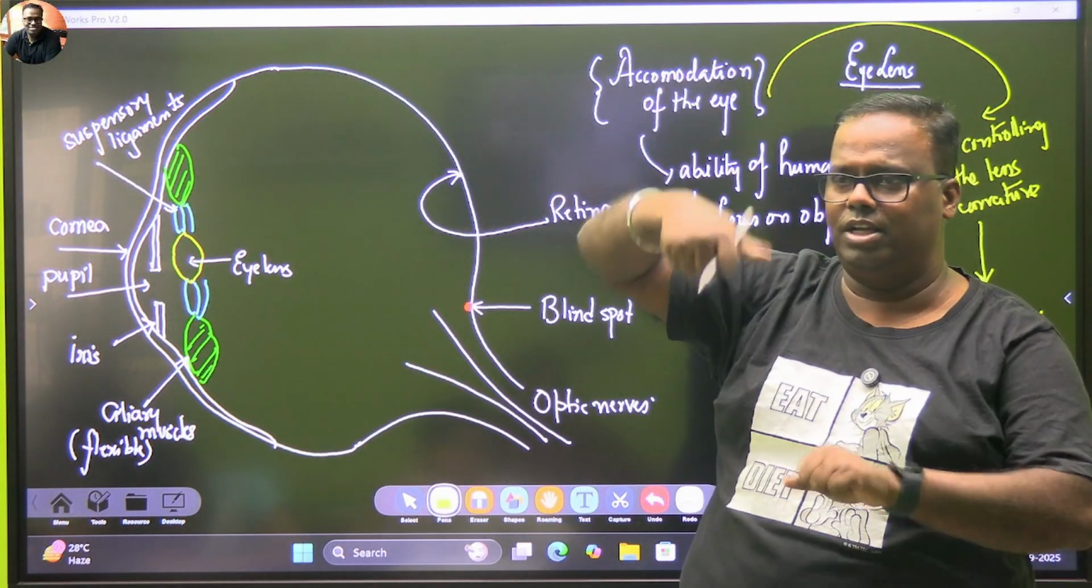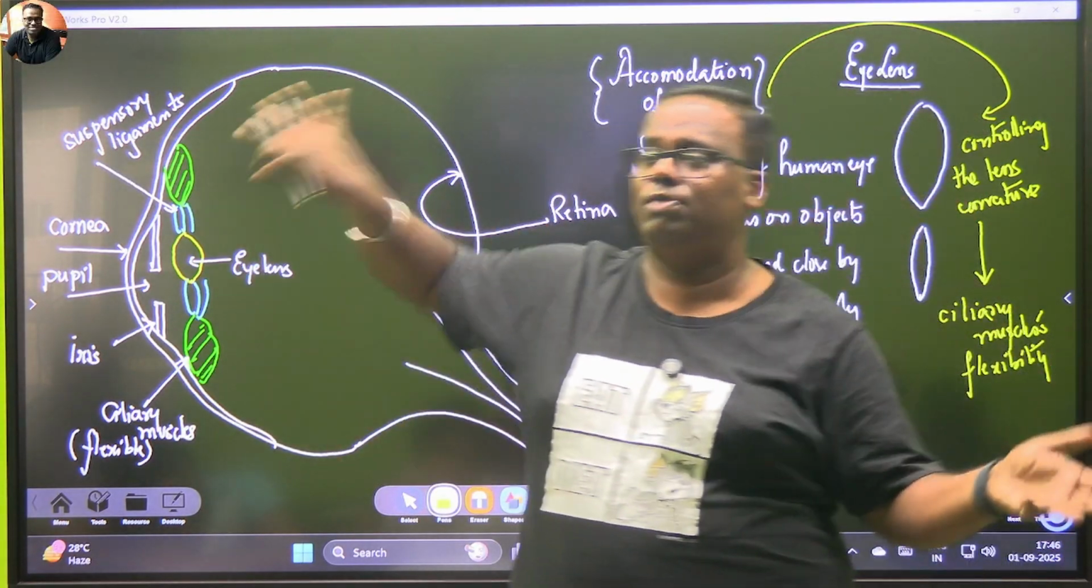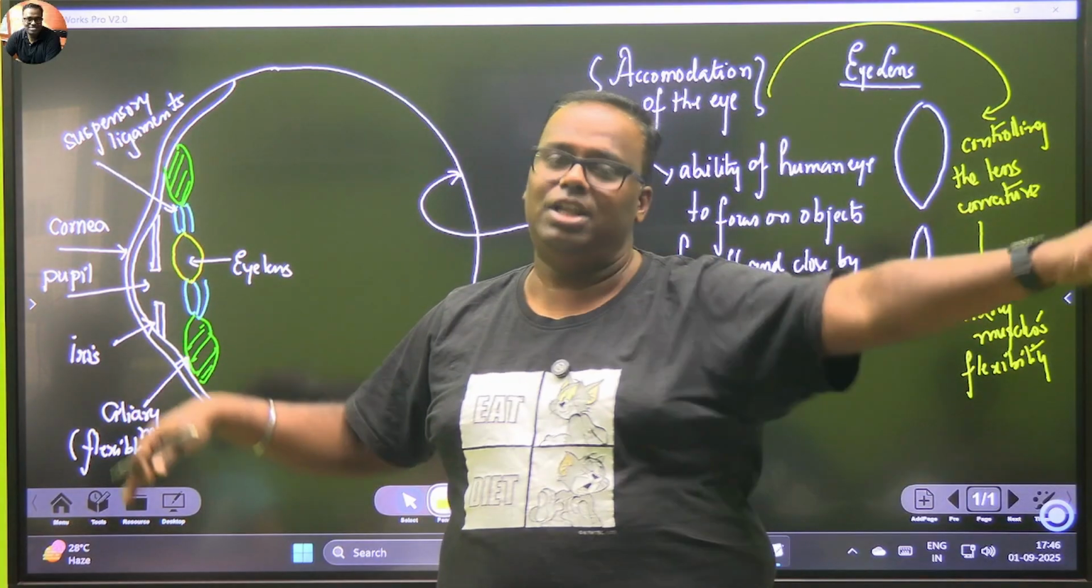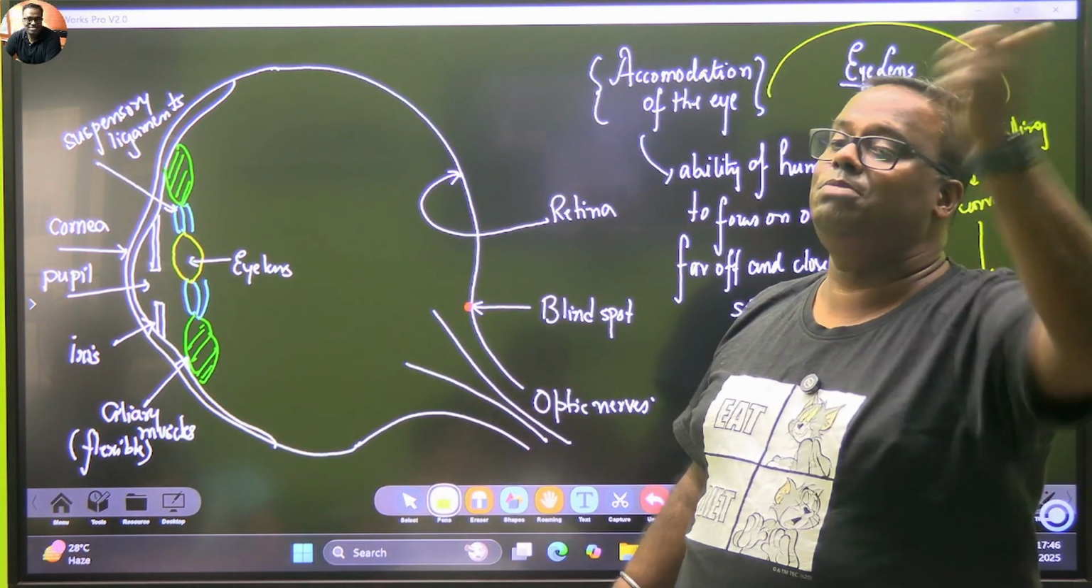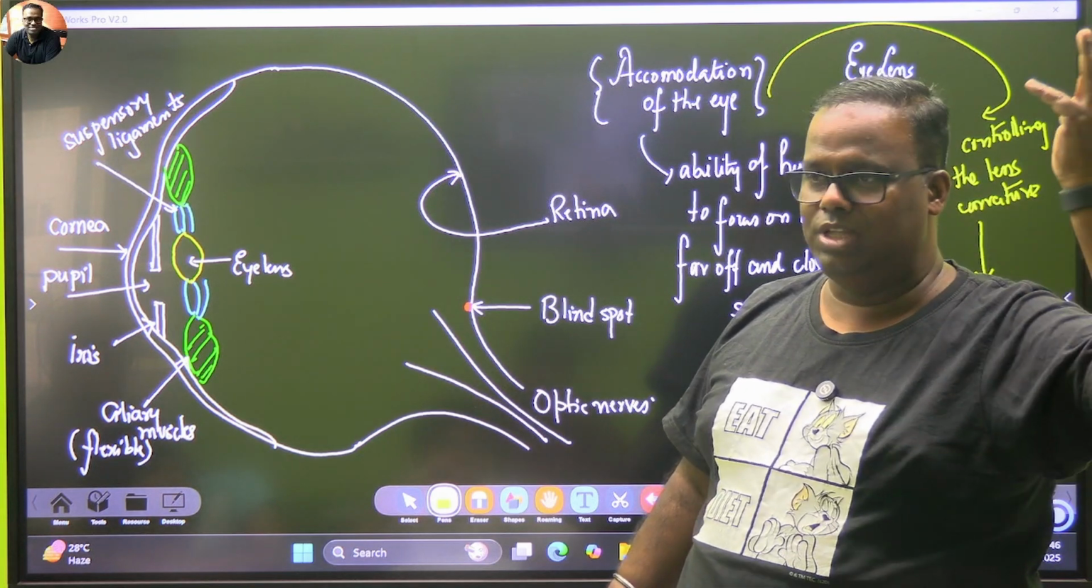It pulls and makes the lens smaller, okay? For this, the ciliary muscles have to be very, very flexible and agile. If they become stiff, then your ability to see something far and near simultaneously, you lose that ability.